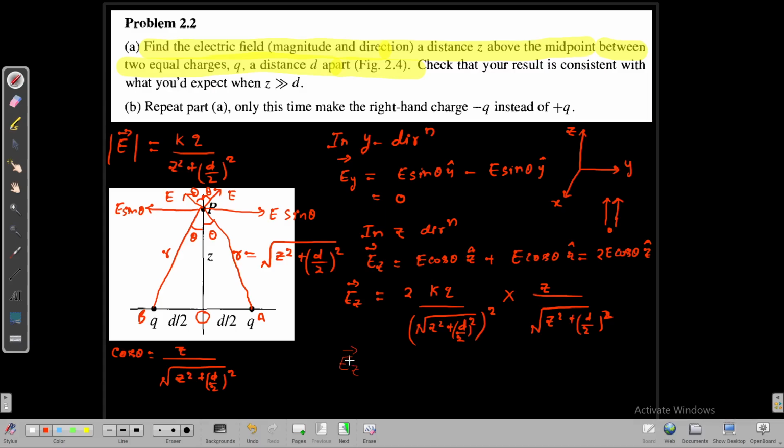Ez vector. Fine. So it will be twice kqz over Z square plus d by 2 the whole square to the power 3 by 2. I hope this is fine with you.